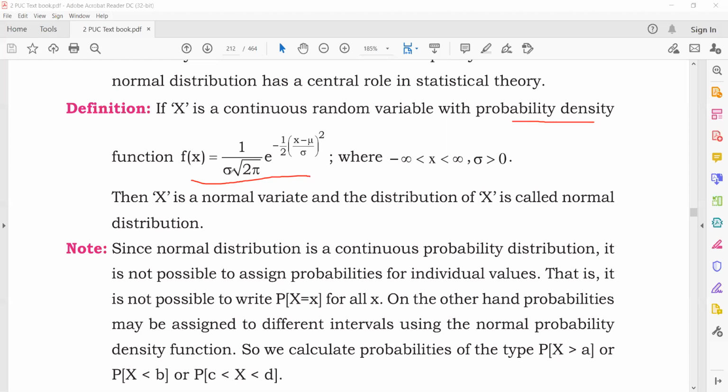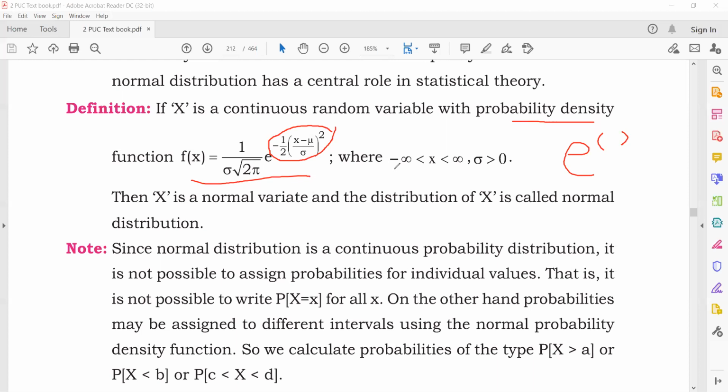So you have sigma, the standard deviation, times the square root of 2 pi in the denominator. Then you have the mathematical constant e, which is equal to 2.7183. So e to the power minus half into (x minus mu by sigma) whole square. This entire thing is in the power of e: e power minus half (x minus mu by sigma) whole square.